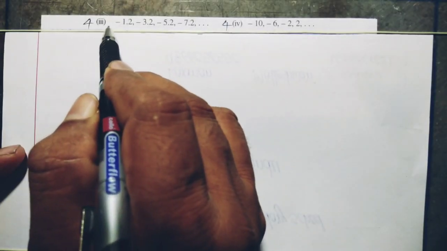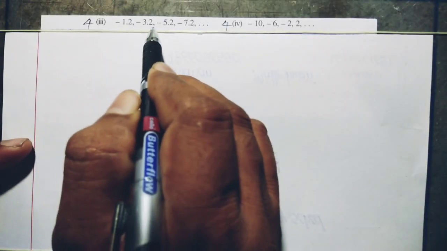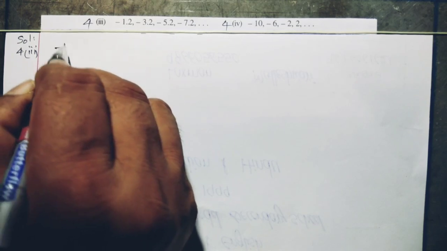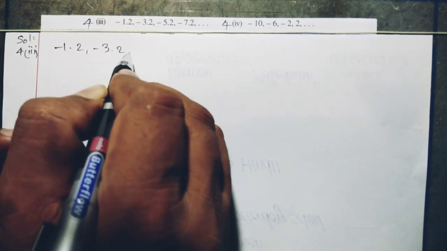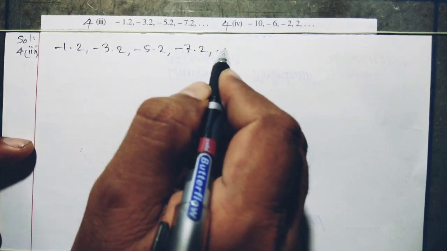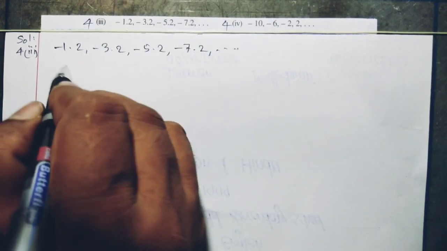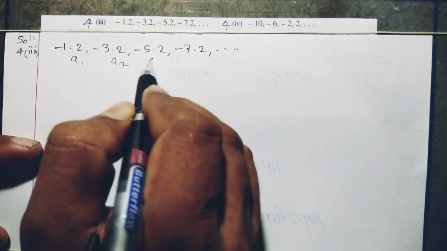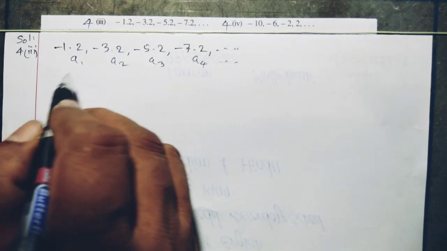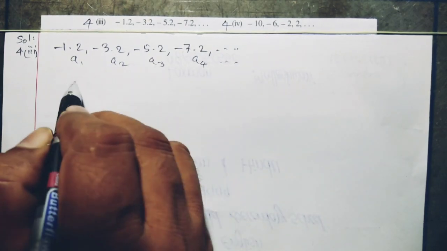Fourth bit, third problem: minus 1.2, minus 3.2, minus 5.2, minus 7.2. Solution for fourth bit third problem, given minus 1.2, minus 3.2, minus 5.2, minus 7.2 and so on. A1, A2, A3, A4 and so on. Common difference, we have to find common difference.